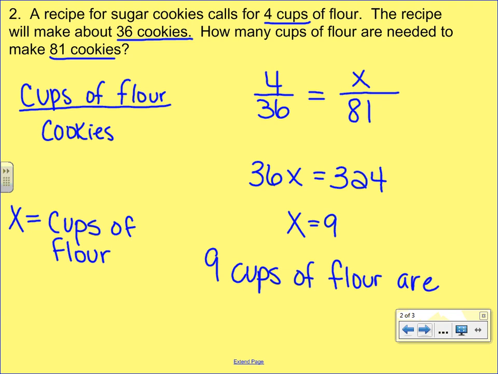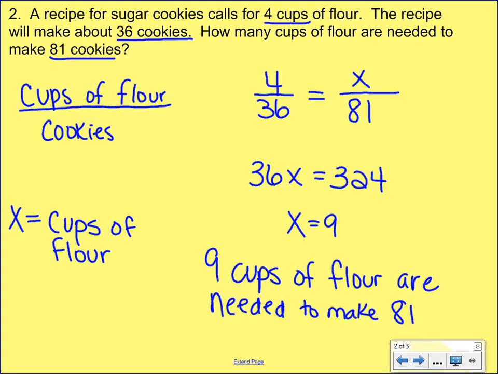And again, there's no law that says that the flour has to go on top and the cookies have to go on the bottom. If you were to flip it around, you would just have to be consistent. And on both sides of your proportion, you'd have to have the cookies on top and then the flour on the bottom. So you have a little bit of leeway here. You just have to make sure that you're being consistent.